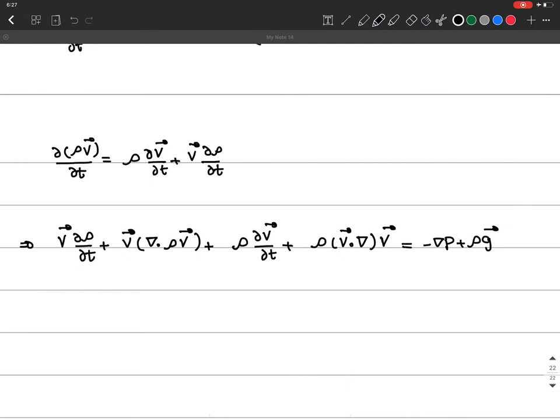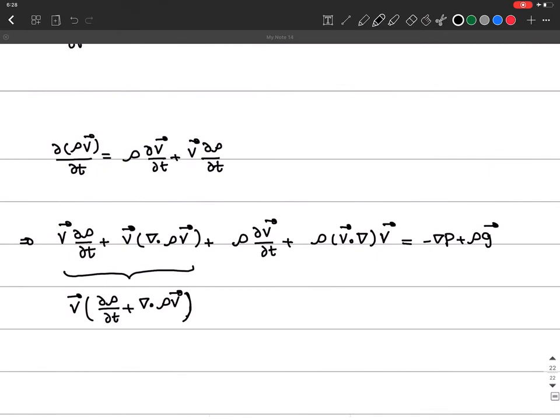So let's see what we have here. So these two terms, what they are. So we have v, let's factor v. So we are going to have partial rho over partial t plus divergence of rho v, okay? And for these two terms, I can factor out rho, so I am going to have partial v over partial t plus v dot grad v.